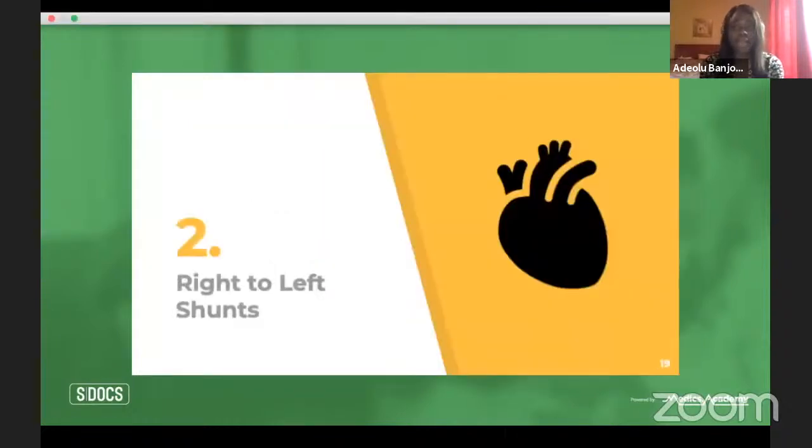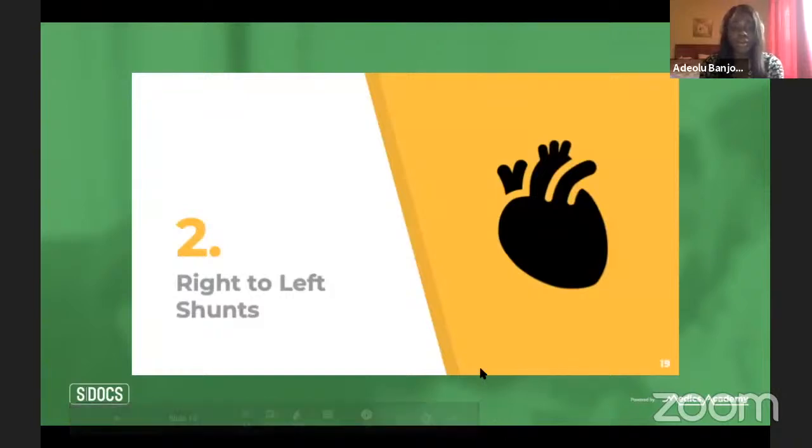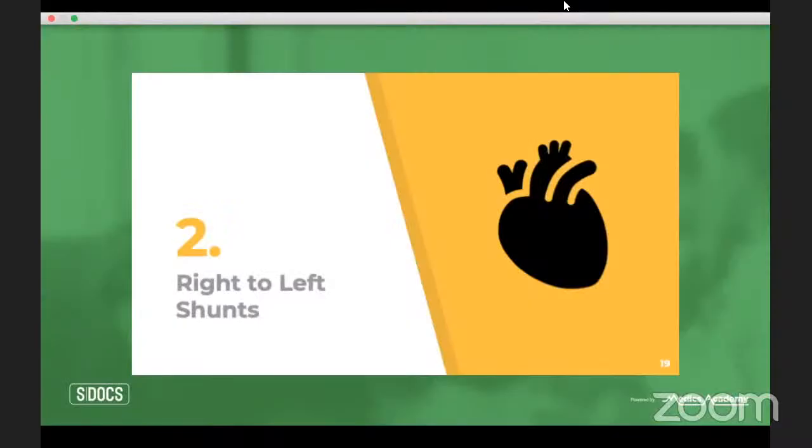And that is the end of this part of the talk. So after left to right shunts, you guessed it, we're moving on to right to left shunts. I'm looking forward to it. You should be too.